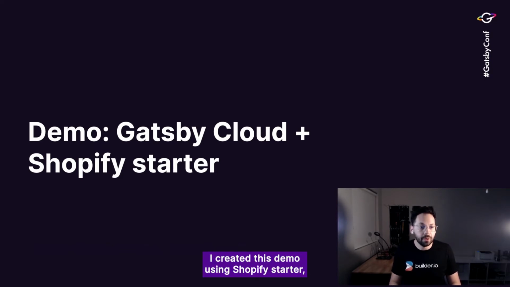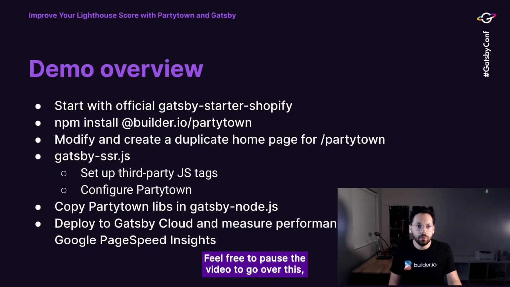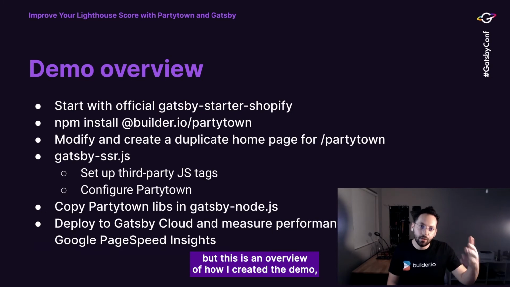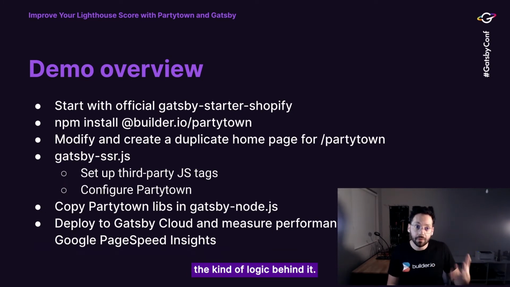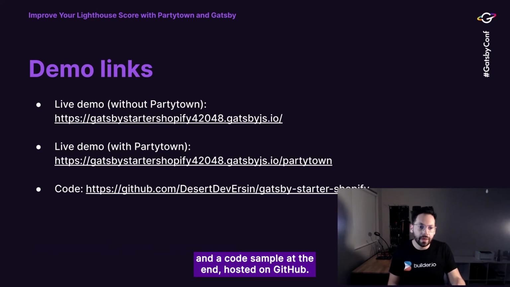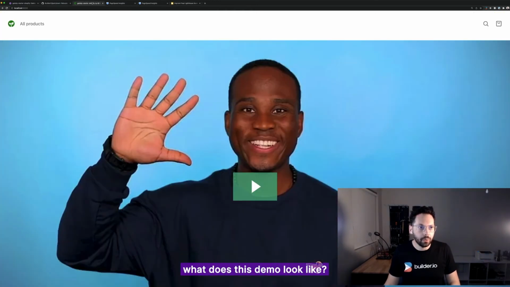I created this demo using Shopify Starter and deployed it to Gatsby Cloud. This slide is a quick overview. Feel free to pause the video to go over this, especially if you're going through the code. I'm going to just skip it in the interest of time, but this is an overview of how I created the demo, the kind of logic behind it. And here are some links to the live demo and a code sample at the end hosted on GitHub. So with that, let me just show you real quick, what does this demo look like?